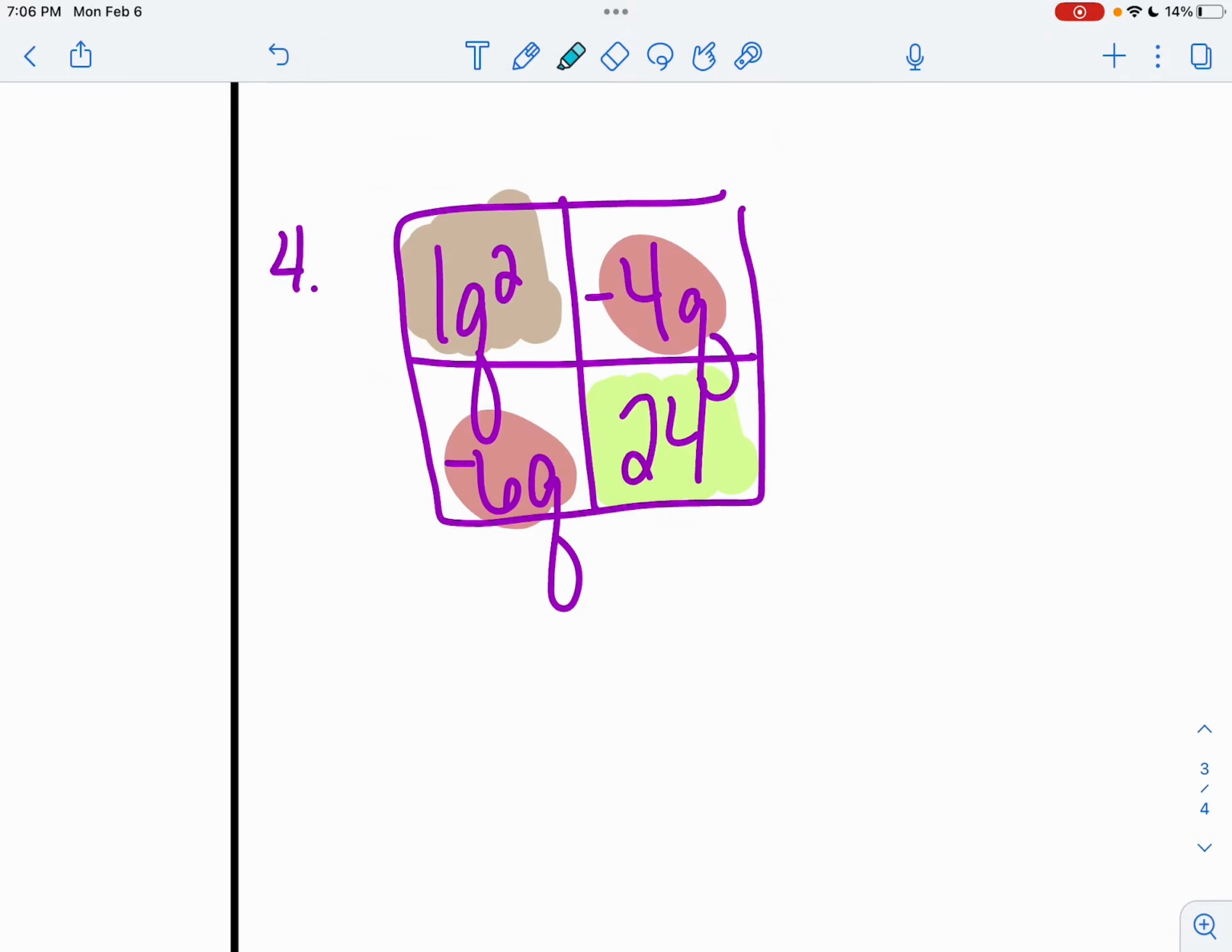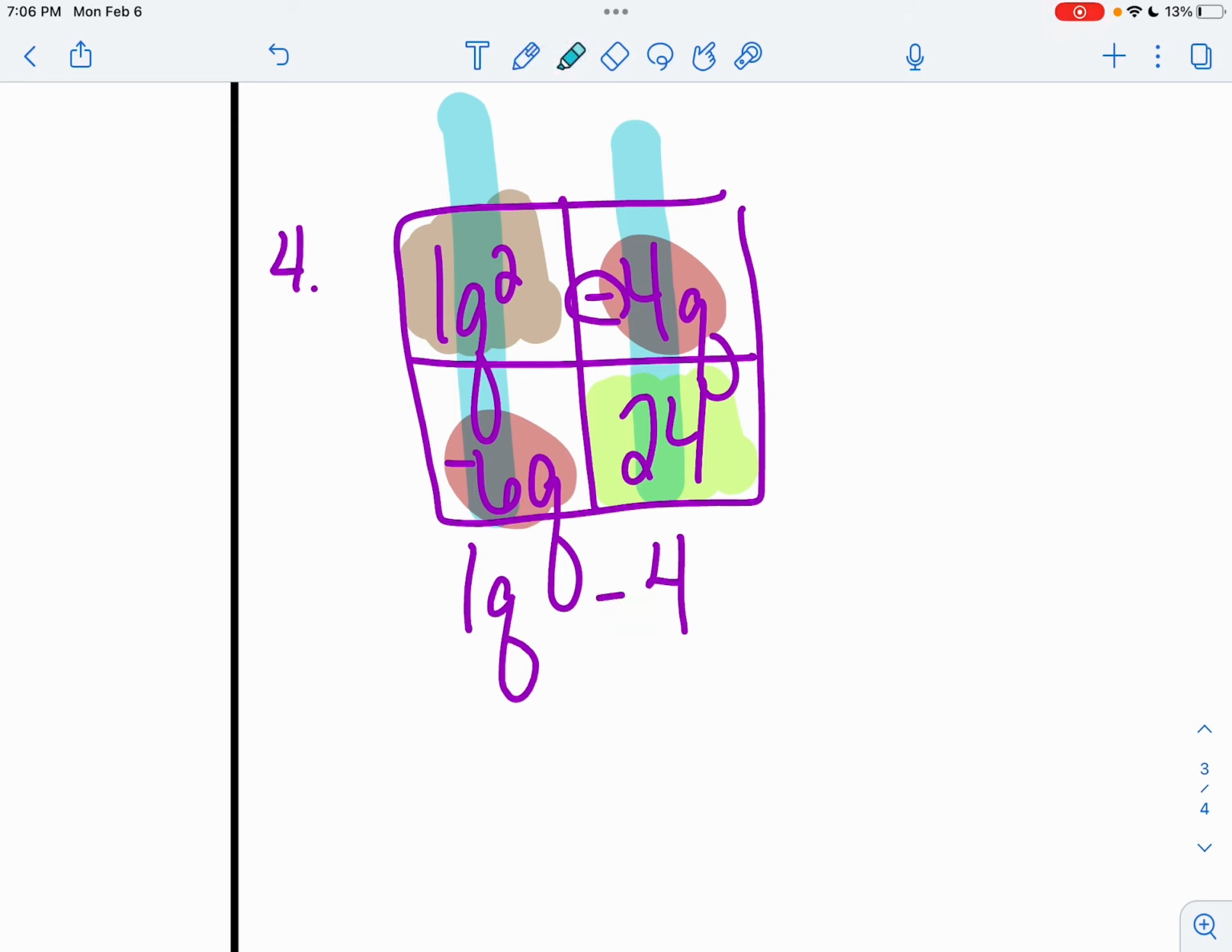Now it's time to find those GCFs. What is the GCF of 1q squared and -6q? I'm going to go with q. Yep, just a q. If they wanted to have a coefficient, they could say 1. What is the GCF of -4q and 24? I'm going to say 4. Good. And when you go from the top to the bottom, you take the top sign.